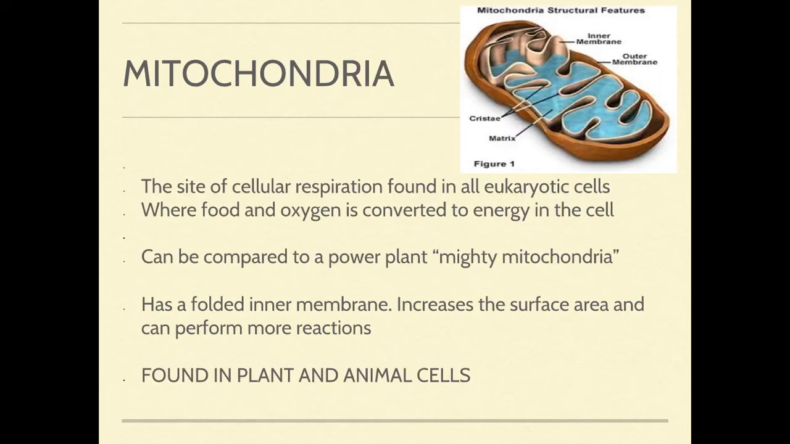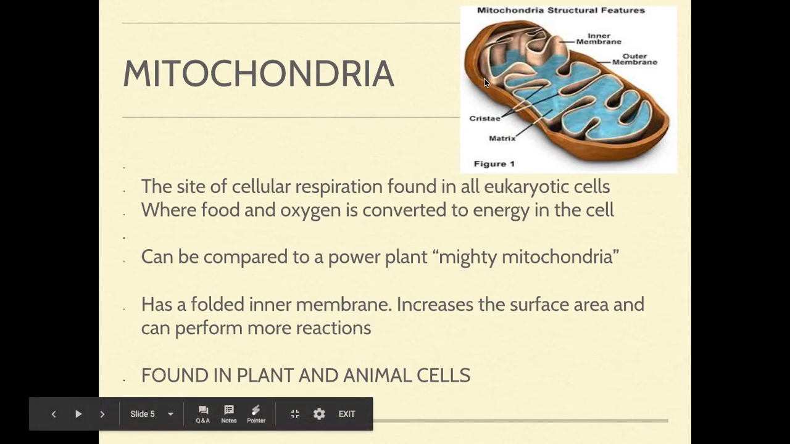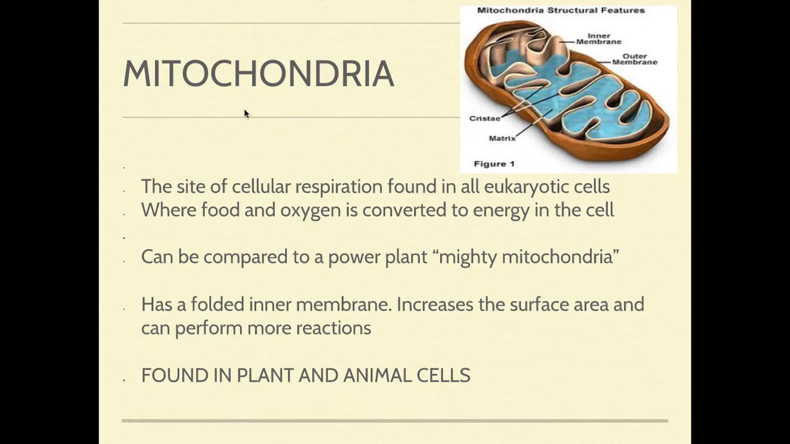Our next major organelle is the mitochondria, the mighty mitochondria. It kind of looks like a kidney bean with weird little folds in it. The reason the mitochondria is important to us is because it does cellular respiration. Remember, one of those characteristics of life is that living things undergo metabolism. They take food and turn it into energy. Well, that's exactly what the mitochondria does. It takes food and oxygen and makes energy. We're going to find these in all eukaryotes, so plant and animal.